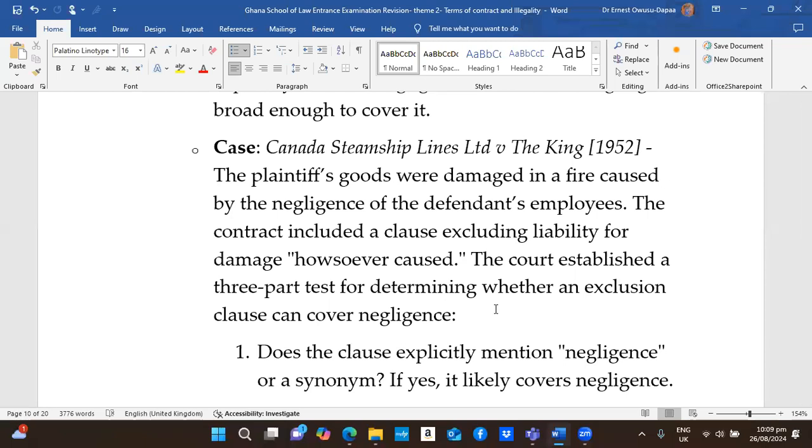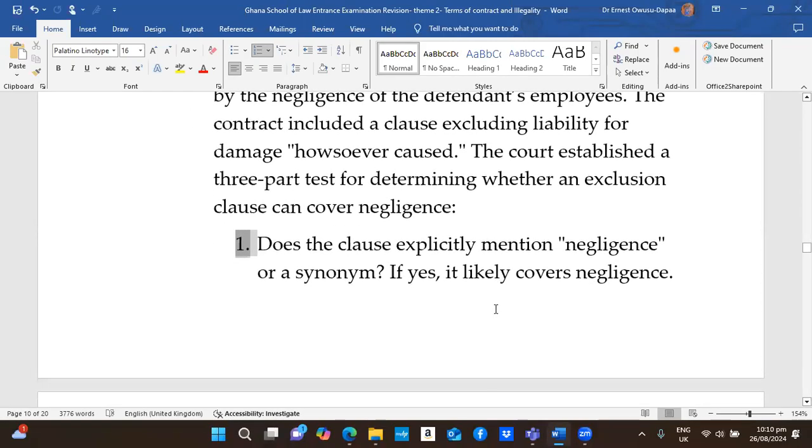So if you look at the Canada Steamship Lines against the King case, for example, the plaintiff's goods were damaged in a fire caused by negligence of the defendant's employees, and there was a clause excluding liability for damage of whatsoever cause. Look at it, whatsoever cause. And the court needed to find out whether the exclusion clause, which says that there's no liability for any damage whatsoever, extends to the fire, which had been caused by the negligence of the defendant's employees. If it did, then the defendant could not be held liable for the fire and the damages that it has caused.